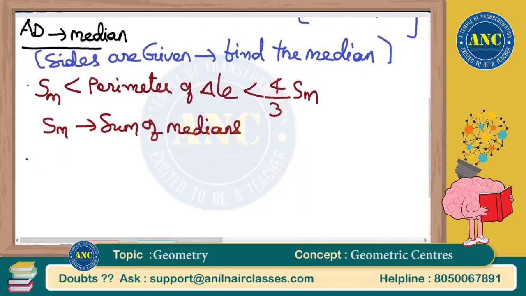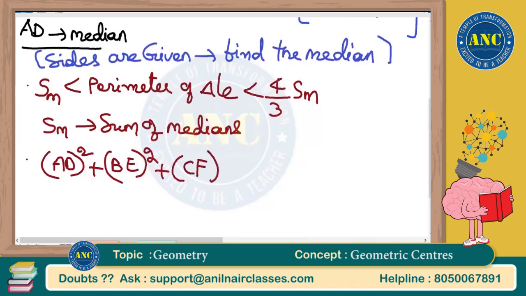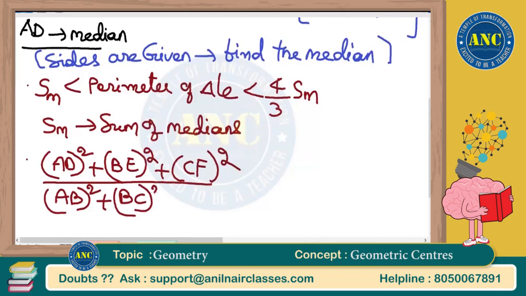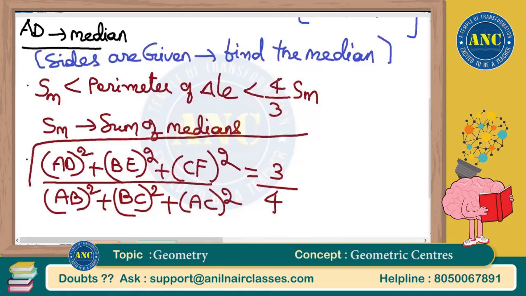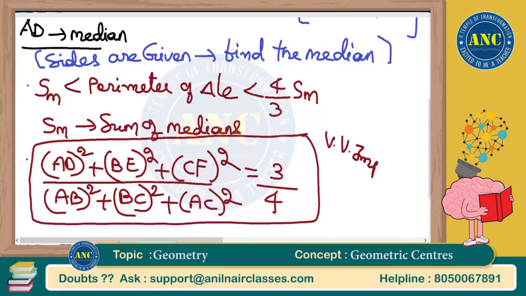Another important point, the sum of the squares of the medians. The sum of the squares of the medians, AD square plus BE square plus CF square, is nothing but 3/4 of the sum of the squares of the sides, AB square plus BC square plus AC square. Very, very important key points.